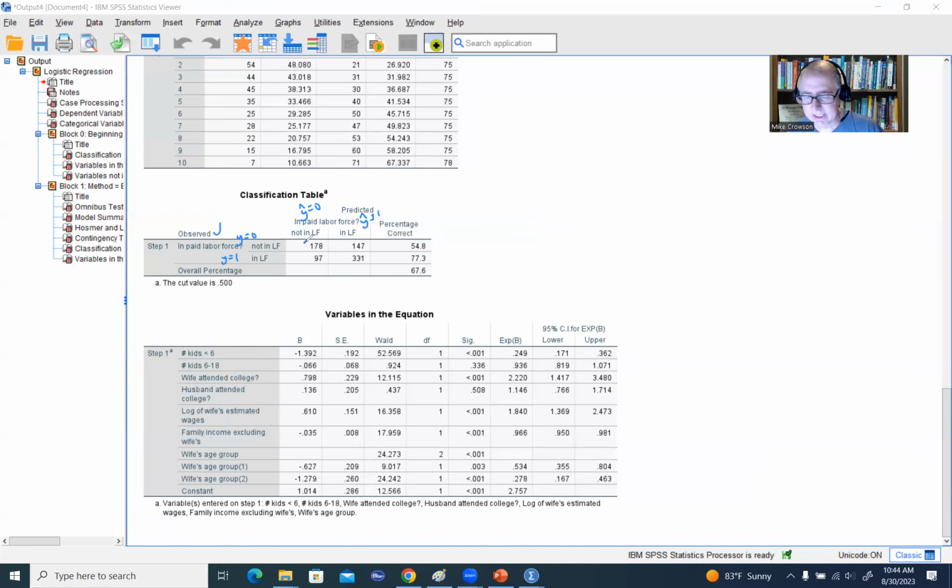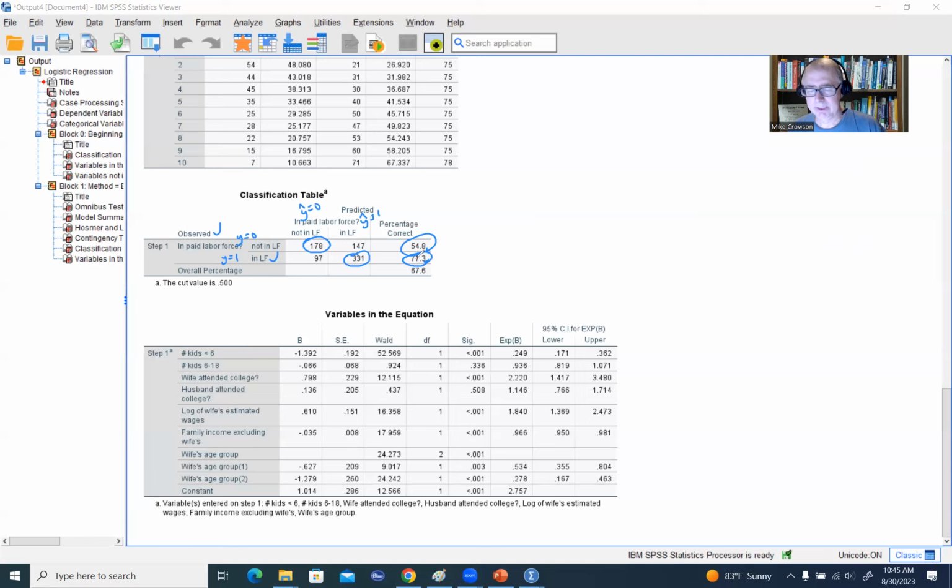You'll notice that this cell right here and this cell right here reflect correct predictions. Of the women who are in the labor force, 331 were correctly predicted by the model to be in the labor force, and the accuracy rate for this prediction is 77.3%. This is referred to as the sensitivity for the model. Of the women who are not in the labor force, 178 were predicted by the model to not be in the labor force. So the accuracy rate there was 54.8%, and that is referred to as the specificity for the model.